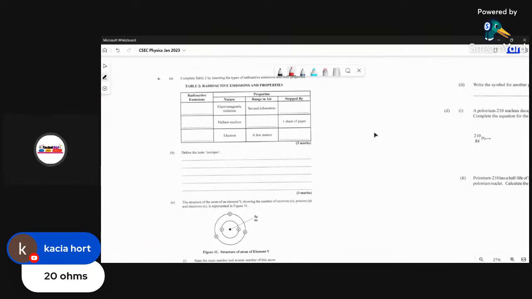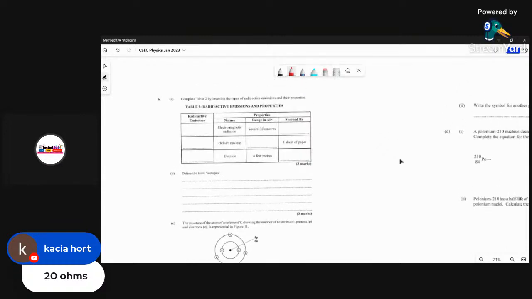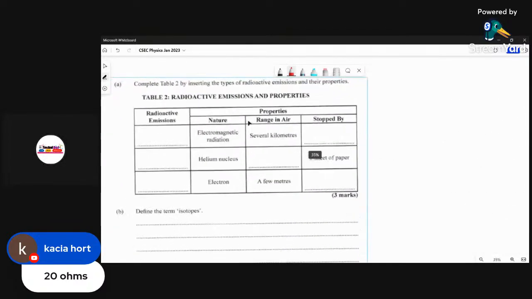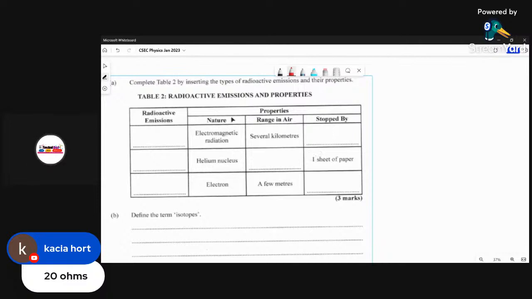Over to the final question. Yay! Question 6. Question 6 says complete table 2 by inserting the type of radioactive emissions and their properties. So you see this table now and you wonder which one is which. Look at how you're going to figure it out. The nature is filled in for all of them. And if you remember anything about radioactive emissions, you know that once you see electron, that is beta.